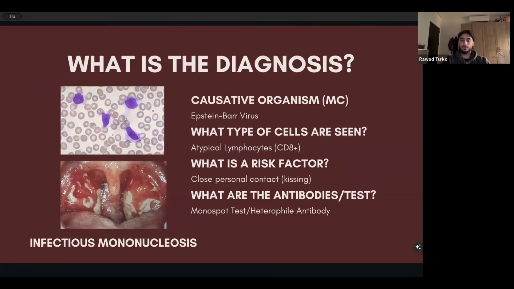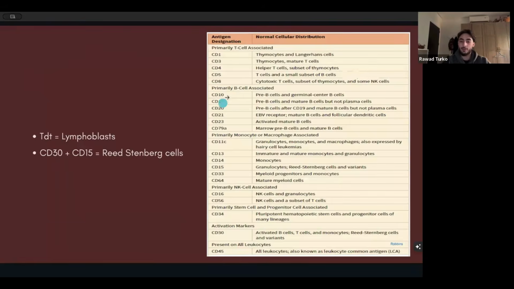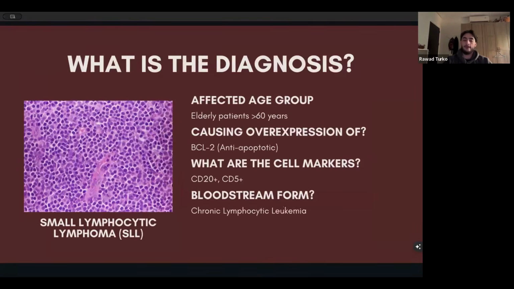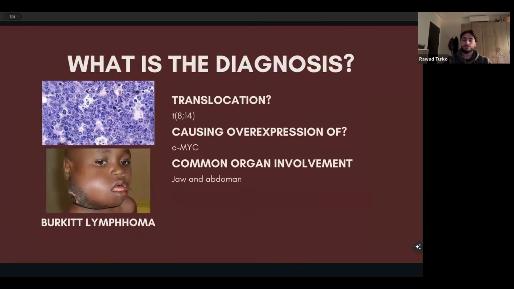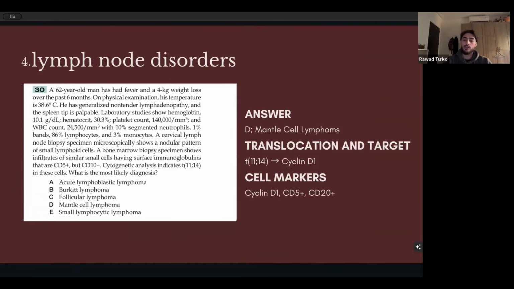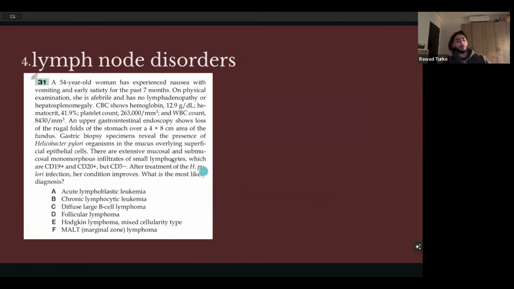Oh, here it is. So CD10, germinal center cells. CD20, mature B cells. And CD19 as well. Let's move on. So mantle cell lymphoma: cyclin D1, CD5 positive, CD20 positive, and cyclin D1 positive. Okay. Perfect. What about this one?